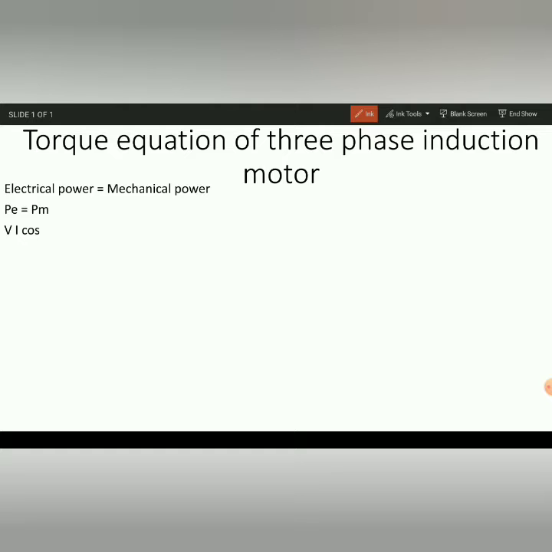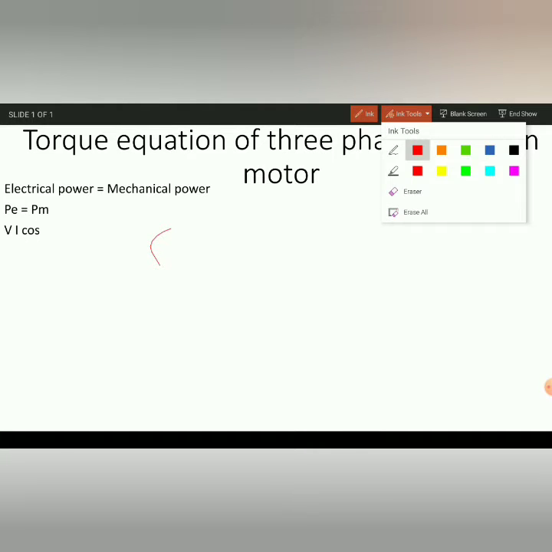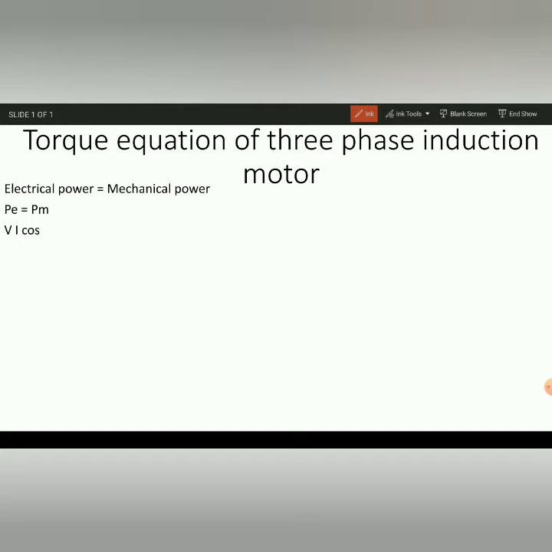So this is what I have written. Here, electrical power is equal to mechanical power. We all know what electrical power is in case of AC. If it is a DC circuit, we simply multiply voltage and current. But in case of AC, it includes the direction as well, so it becomes a vector.